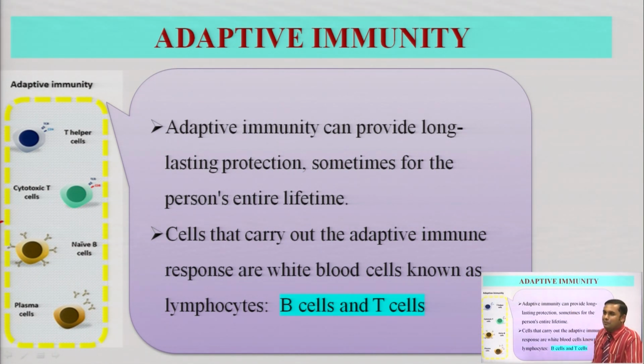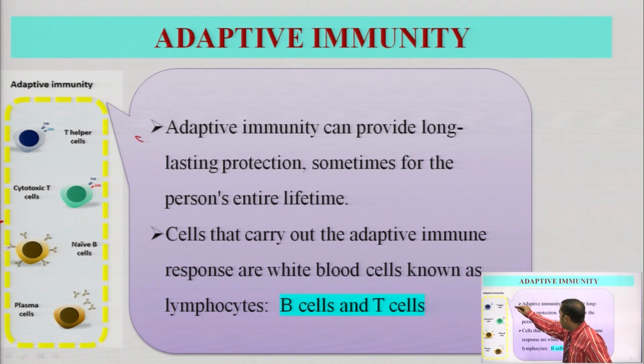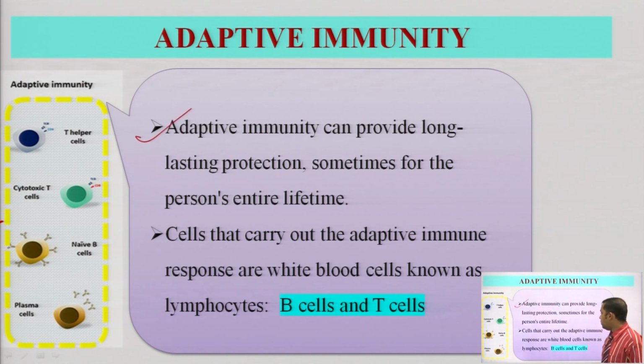In our previous lecture, at the beginning, I told you 99.99% of viruses are actually yet to be discovered. So you have to train your body so that you have more and more B cells and T cells. What are those things? Let me tell you. Adaptive immunity can provide long lasting protection, sometimes for a person's whole life.